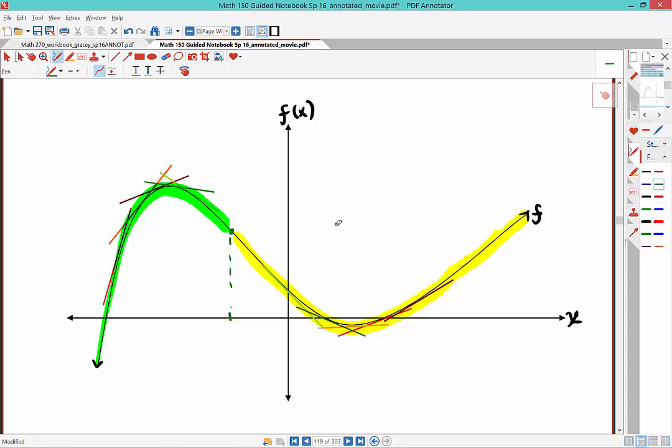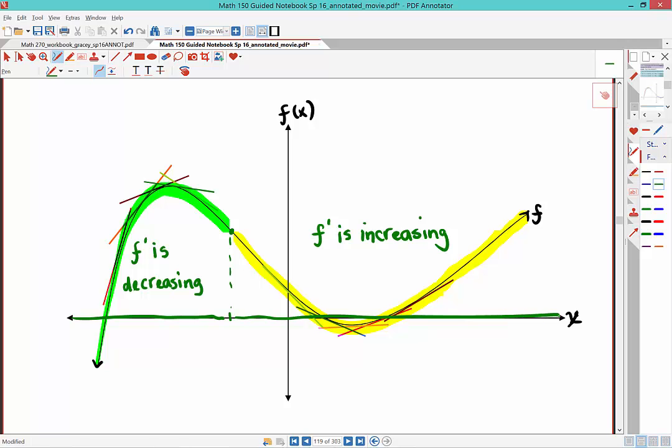So what we see right here is that the original function is curving upward, all right? And our derivative function, f prime, is increasing, right? And then from over here, do you see that our f prime is decreasing? And of course, we'd be dealing with domain intervals. Like that. Good so far?